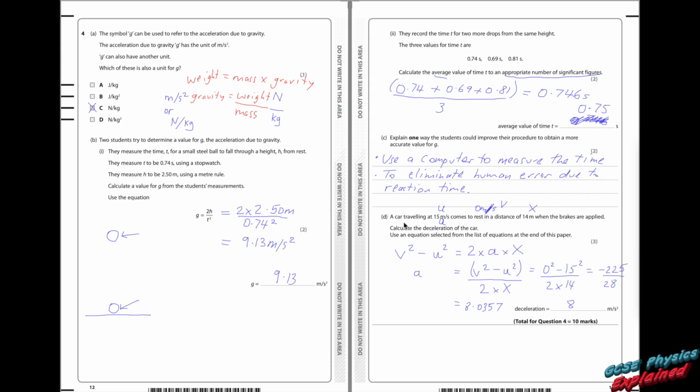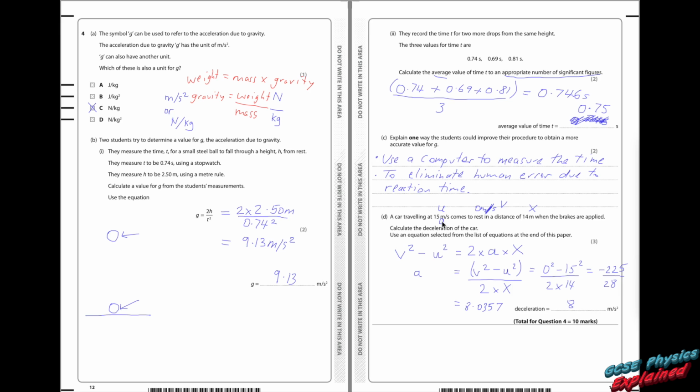Part D. A car travelling at 15 metres per second, so that's the initial speed, comes to rest, that means it's stopped at 0, in a distance of 14 metres. So that's our distance that it's travelled, x. And the final velocity we call v. When the brakes are applied. Calculate the deceleration of the car.